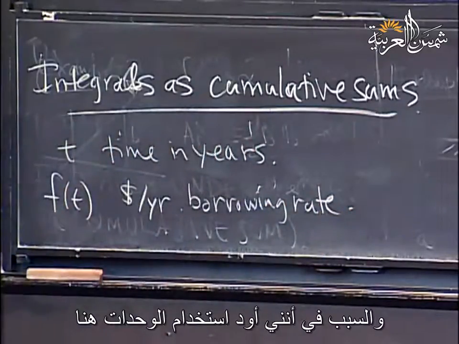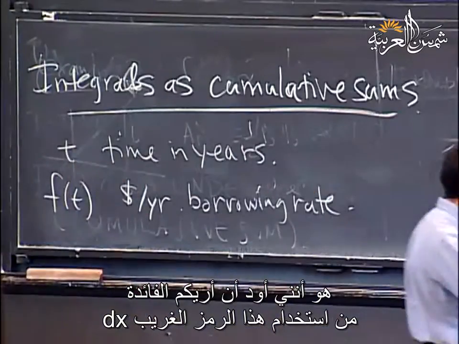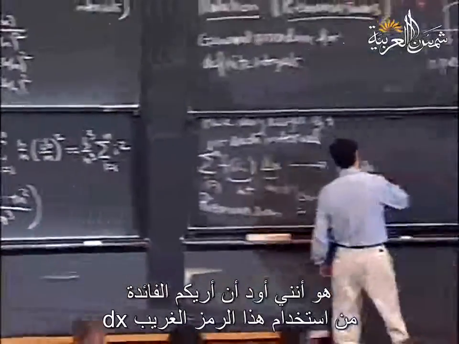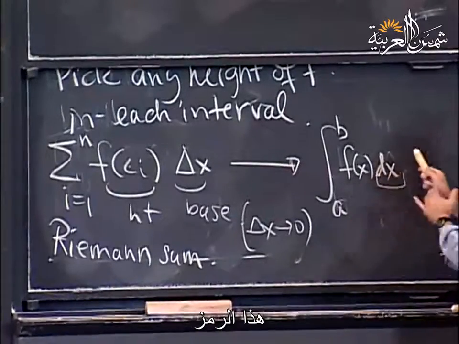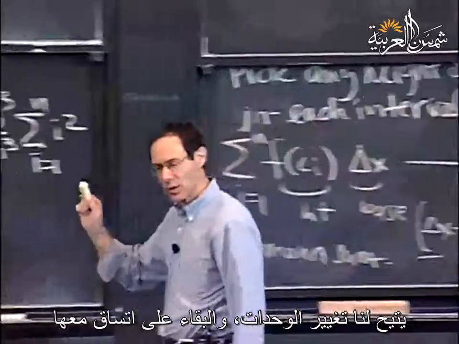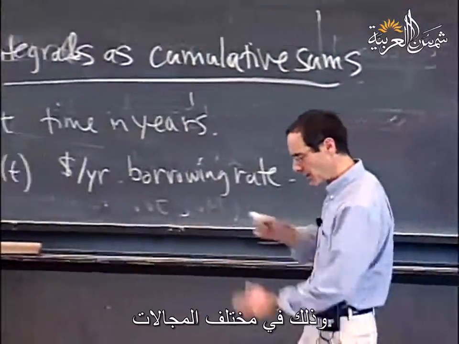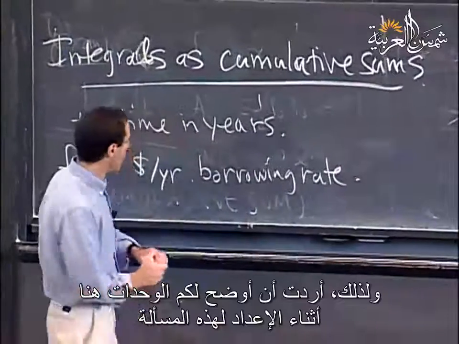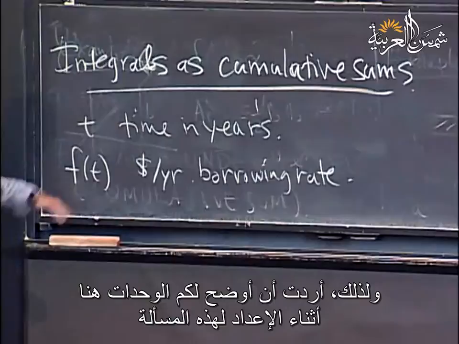Now, the reason why I want to put units in here is to show you that there's a good reason for this strange dx, which we append on these integrals, this notation. It allows us to change variables. It allows us to be consistent with units, and it allows us to develop meaningful formulas which are consistent across the board. And so I want to emphasize the units when I set up this modeling problem here.